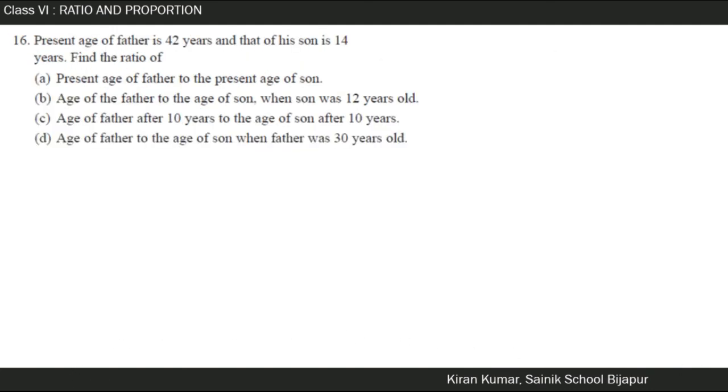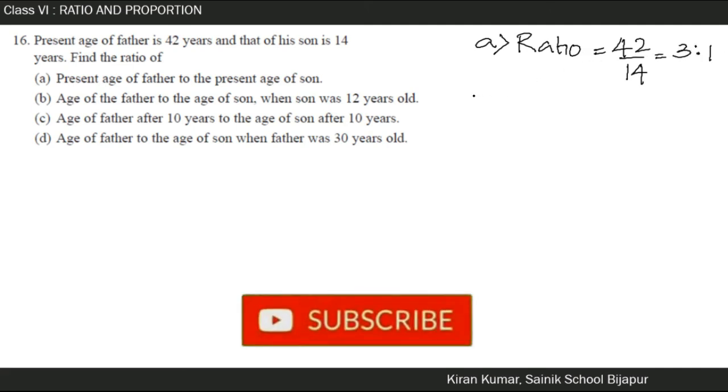Question number 16. Present age of father is 42 years and that of his son is 14 years. Find the ratio of, first one, present age of father to the present age of son. Let me write the first answer here. The required ratio will be equal to present age of father is 42 and the present age of son is 14. It can be further simplified and we get the ratio as 3:1.